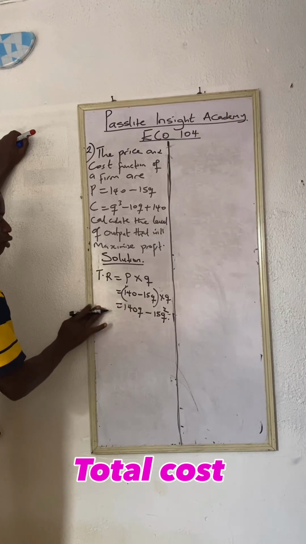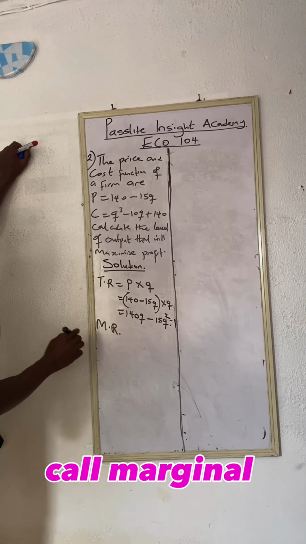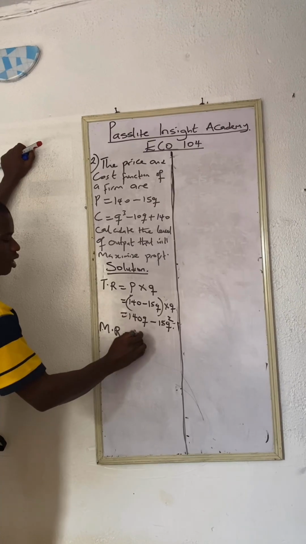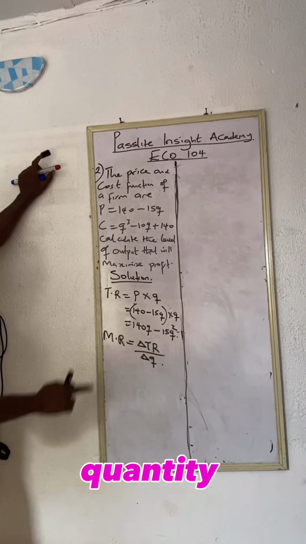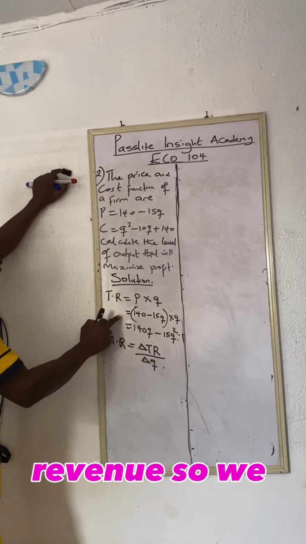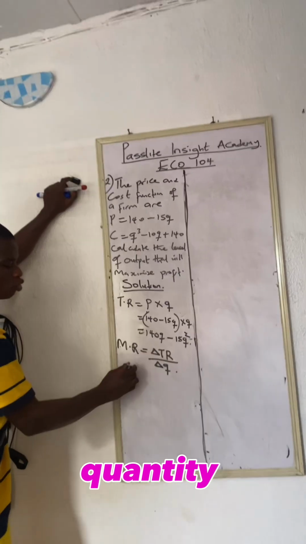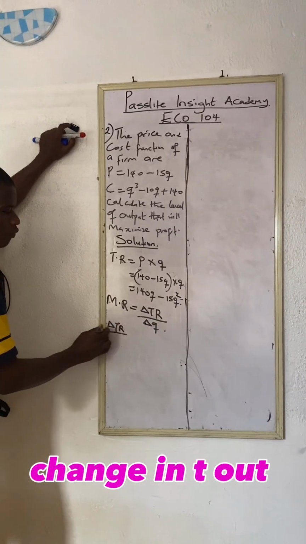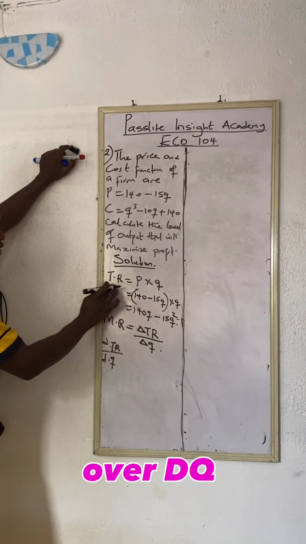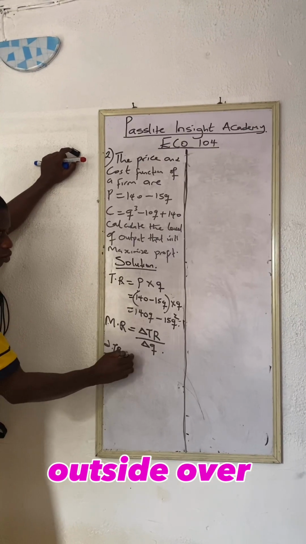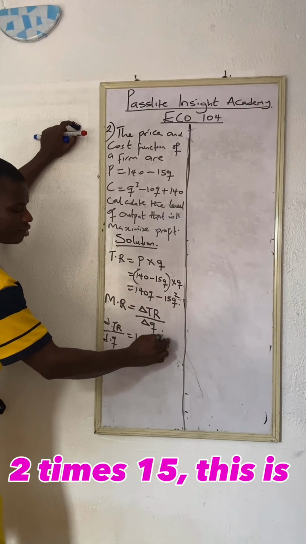Now let's go to marginal revenue. What is marginal revenue? It is the change in total revenue over the change in quantity. So we use differentiation: dTR over dQ. Of 140Q, that is 140, minus 2 times 15, which is 30Q. So we are done there.